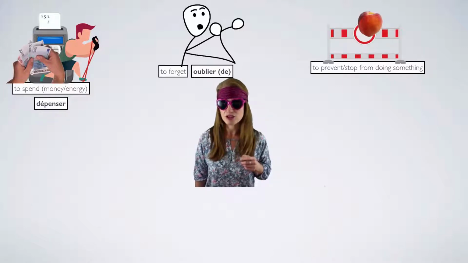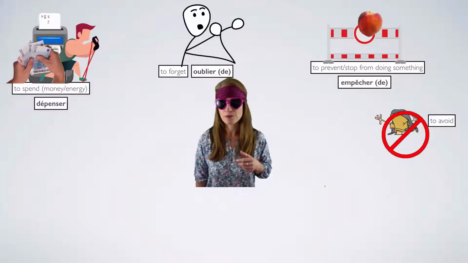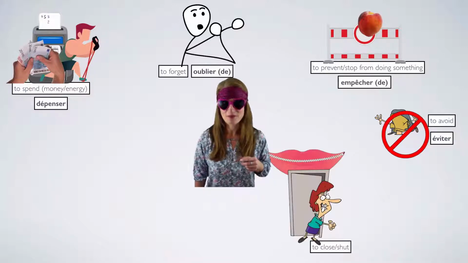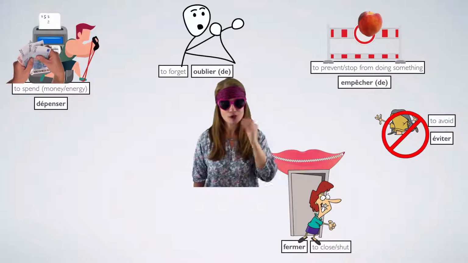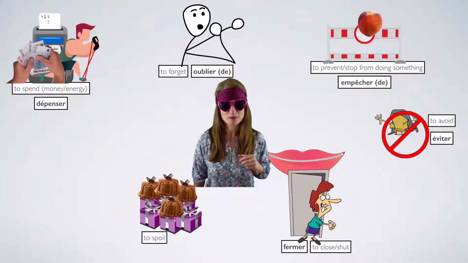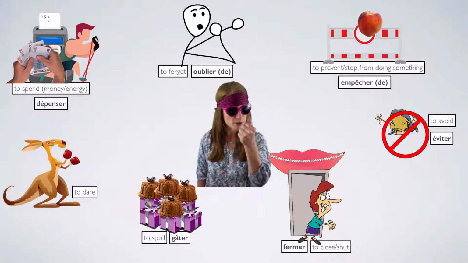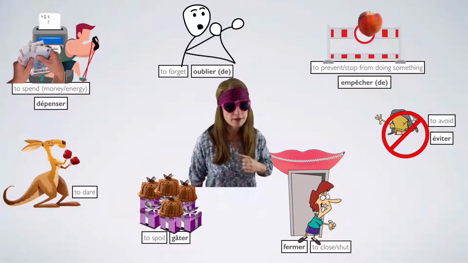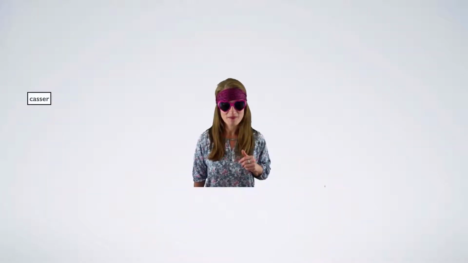To prevent, stop from doing something. Got our peach here. Empêcher, empêcher de. To avoid. Éviter. To close, to shut. Fermer, fermer la bouche. To spoil, with lots of cakes. They're all ER verbs. Gâter, to dare. Put 'em up. If you dare. Oser. Casser, what does casser mean?